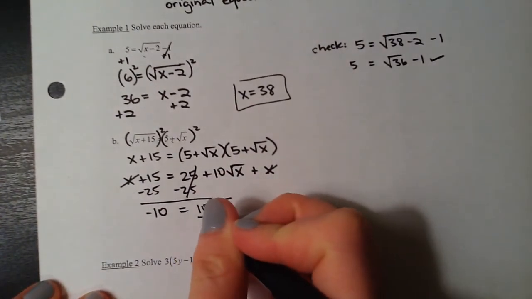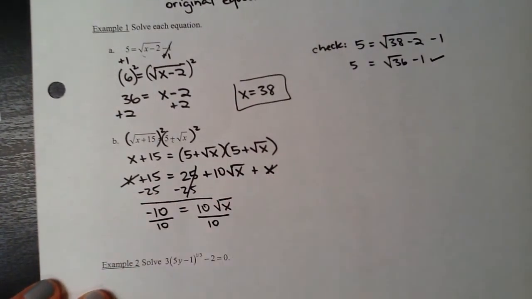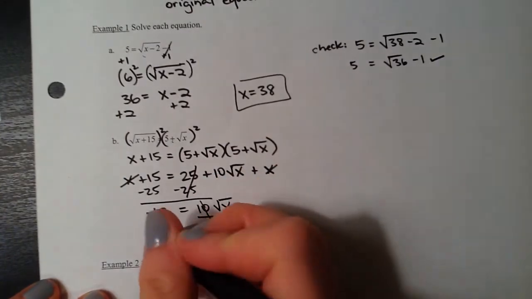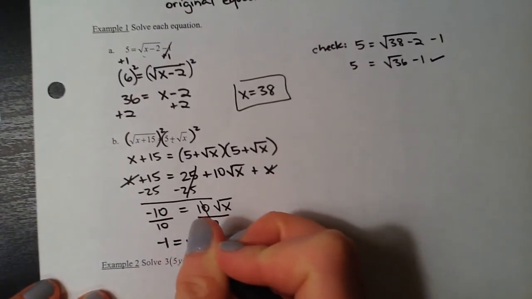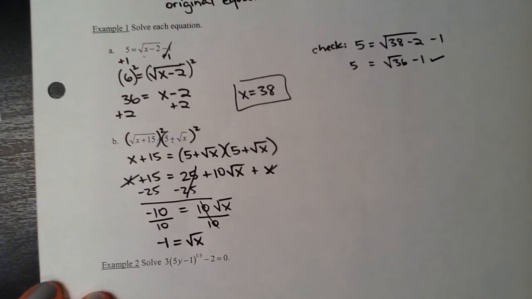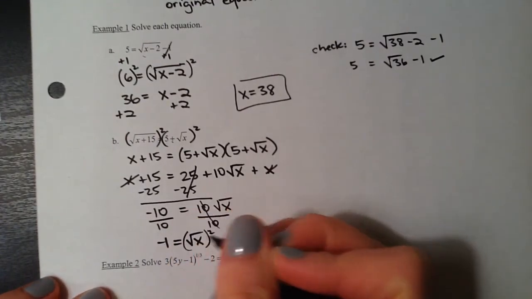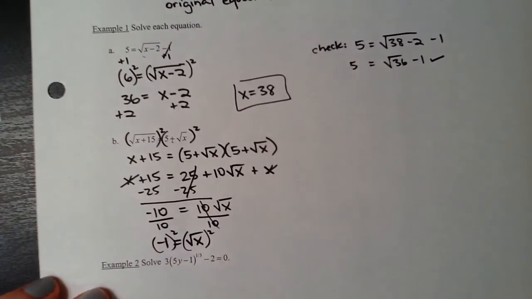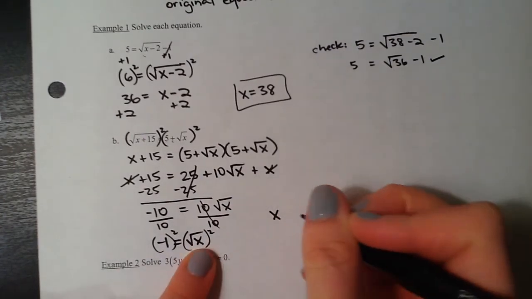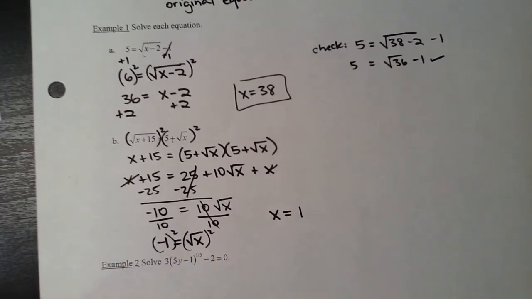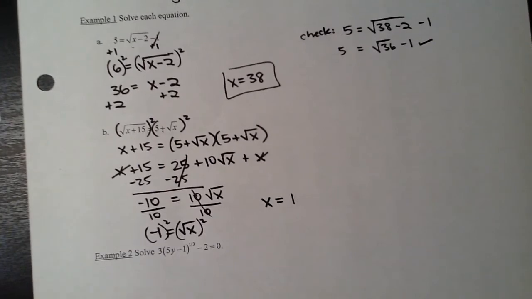Isolate the radical, so I'm going to divide both sides by 10. These cancel. I have a negative 1 on the left equals the square root of x. Last thing is I'm going to raise both sides to a power of 2. So I get just an x when I square this, and then negative 1 squared gives me positive 1. So that's the answer that I come up with.